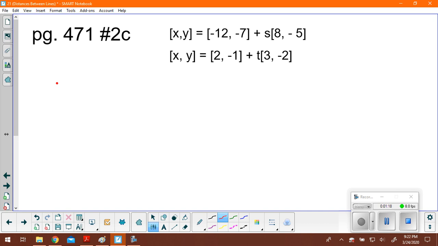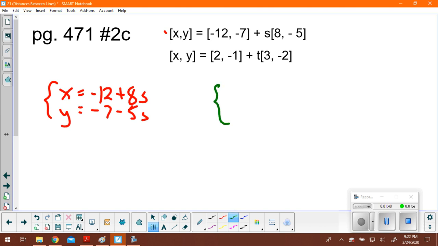We're going to write this in our parametric form. My first one is x equals -12 plus 8s, and y is equal to -7 minus 5s. That's this one. My other one has parameters x equals 2 plus 3t, and y equals -1 minus 2t.